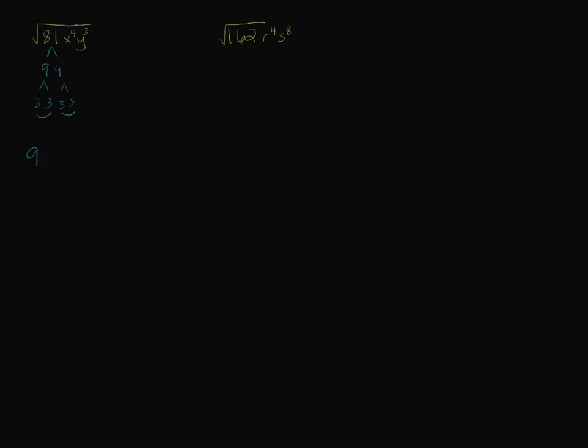Now, if we broke down x to the 4th, that would be x times x times x times x. Now we have a pair of x's and a pair of x's. So what do we have? x times x, which is x squared. Now if we take y to the 3rd, we have y times y times y. And we only have one pair of y's, so that counts as one y, and the leftover y ends up on the inside.